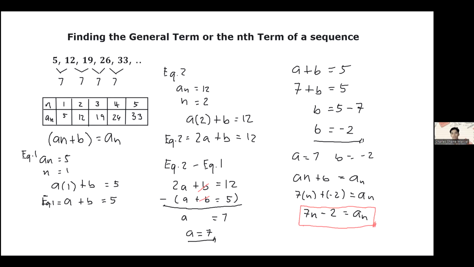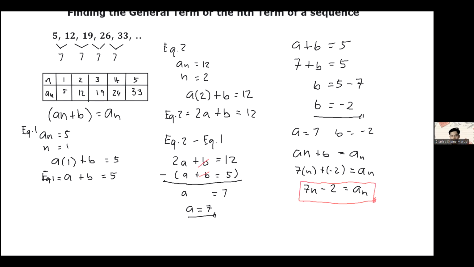Now, para ma-verify natin kung ito ba talaga yung general term, isa-substitute natin yung value ng first term para mahanap natin kung 5 ba talaga yung value nitong first term. Substitute 1 for n. Hanapin natin yung first term, yung 5. Dapat makuha natin itong 5. We have 7n minus 2 is equal to a sub n.